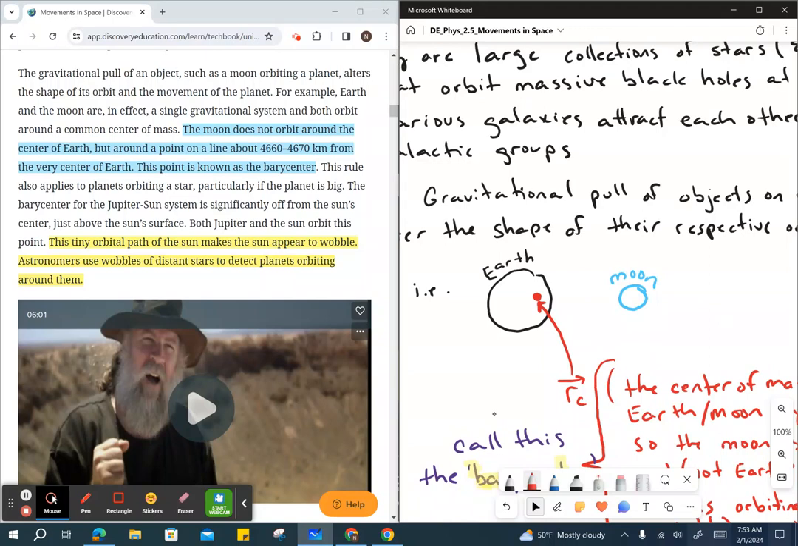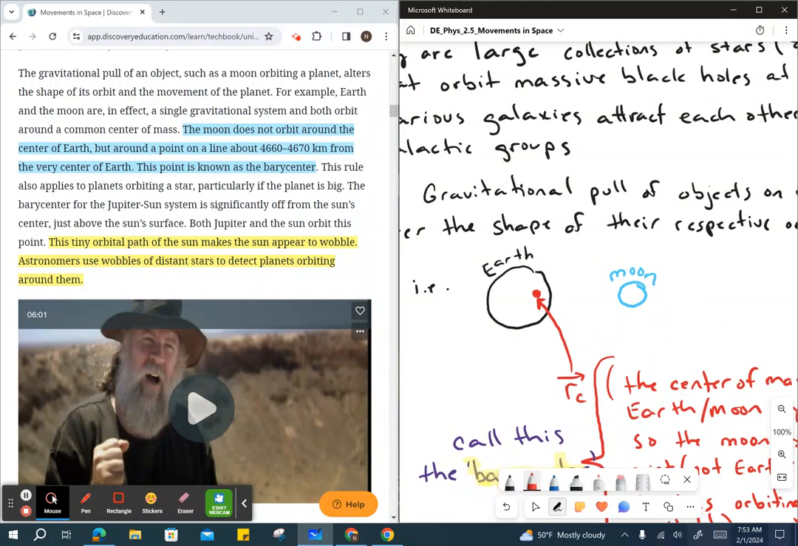Okay, so in this example here, we have Earth and the moon. Interestingly enough, you would think the moon is orbiting around the center of mass of the Earth, but you've recently learned how to calculate centers of mass. For the Earth-Moon system, the center of mass is actually off center. It's just below the surface of Earth.